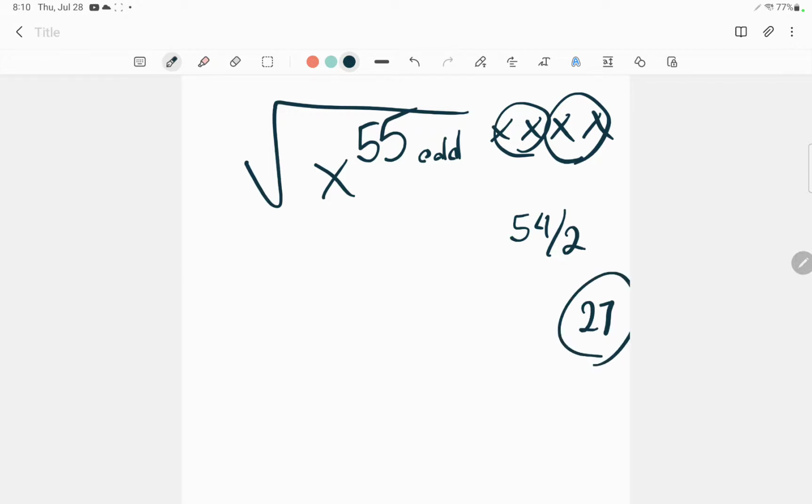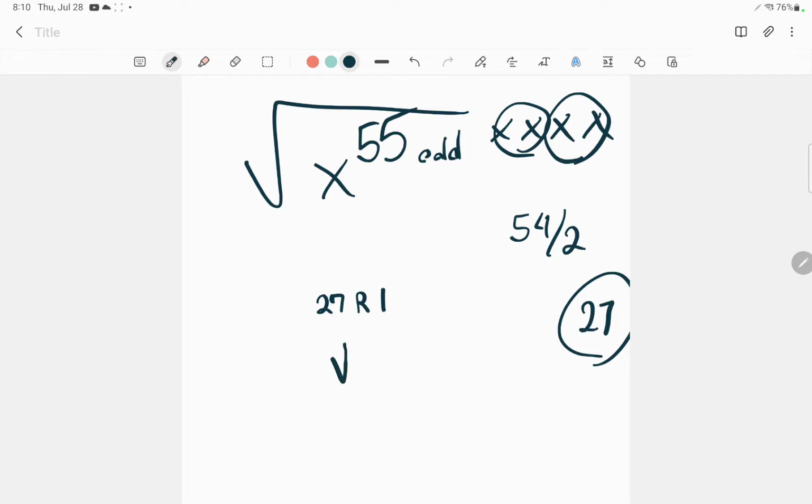I should be able to do 27 pairs, correct? Let me word myself: 27 pairs can fit into 54. How many am I going to have remaining? 1. And that's all you got to do. So I know I'm going to have 27 pairs, and remainder, I'm going to have 1.